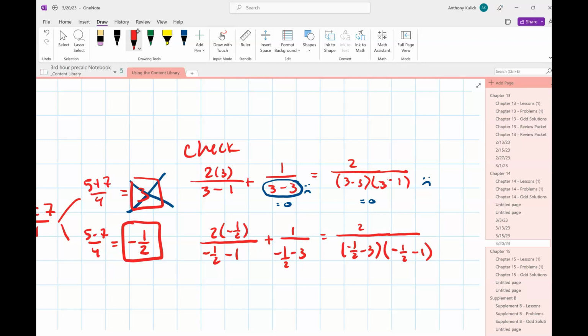Okay, so we plugged it in. Tell you a little tip here. Does that give me a 0 denominator? Negative 1/2 minus 1? Is that 0? Who cares what it is? I'm just asking you, is it a 0? No. How about negative 1/2 minus 3? Is that 0? No. How about negative 1/2 minus 1? If none of those are 0, guess what? It's going to be fine. Let's go.